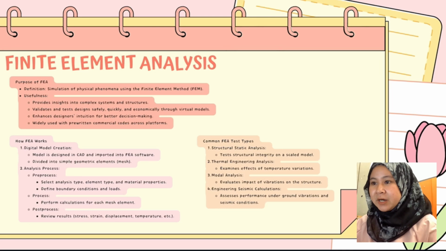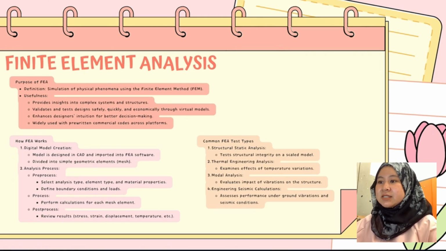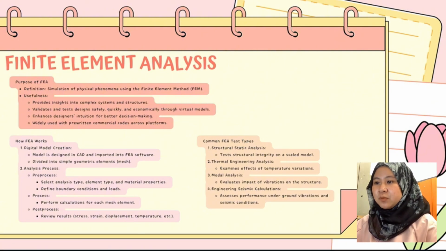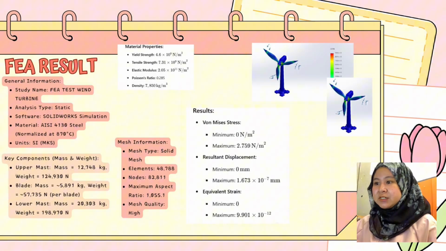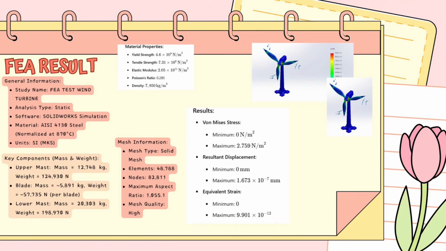The first is pre-process, selecting analysis type, element type, and material properties. Define the boundary conditions and loads. Second is the process, which is performing calculation for each mesh element. And the third is post-process, which means we review results, such as strain and displacement predictions. This is the result after we ran a few FEA tests on our wind turbine project.